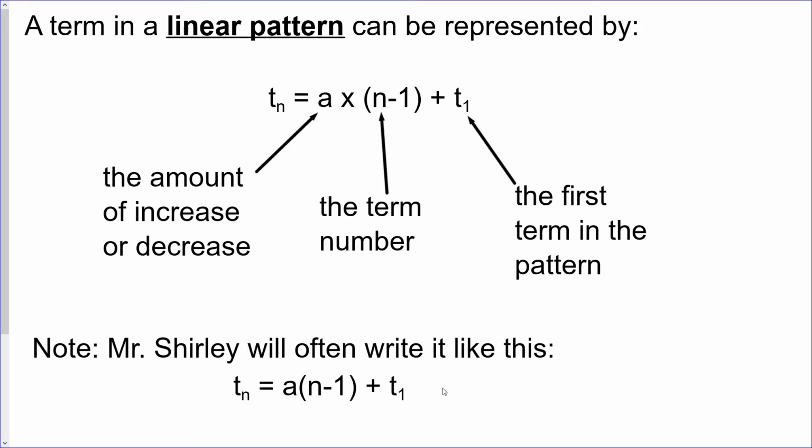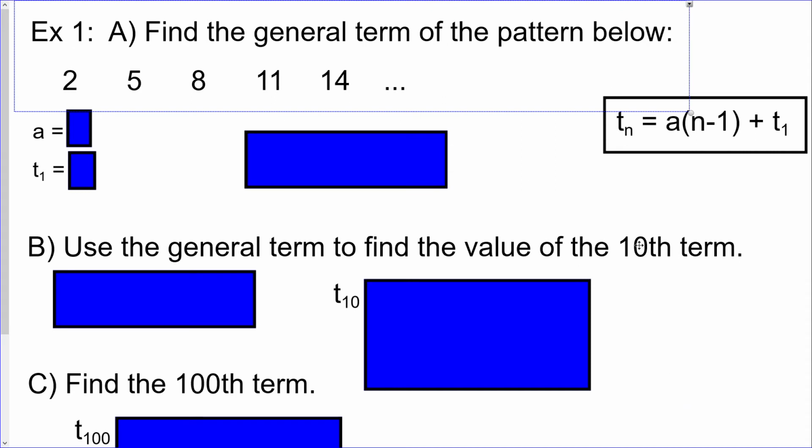Which is exactly the same thing, I just sometimes won't write the multiplying sign in between the a and the bracket. But if you remember back from when we did order of operations, if there isn't an operation in between a number and a bracket, it means that you are multiplying them. So let's do a few examples, and that will make this much clearer.